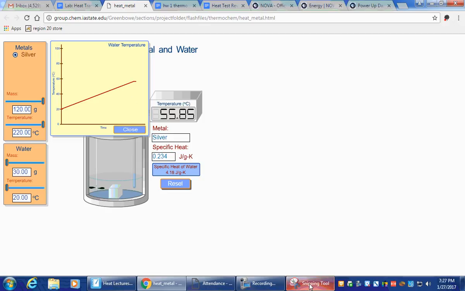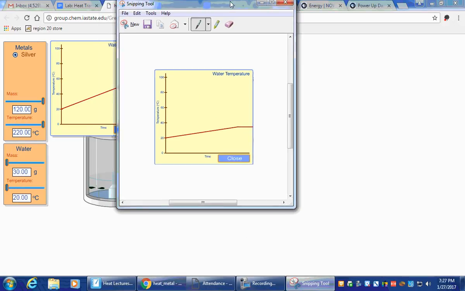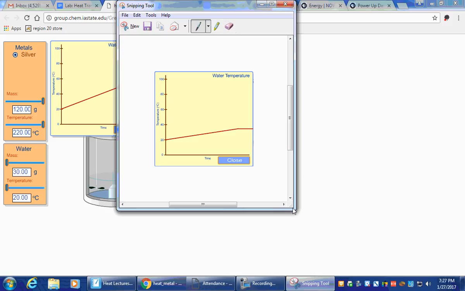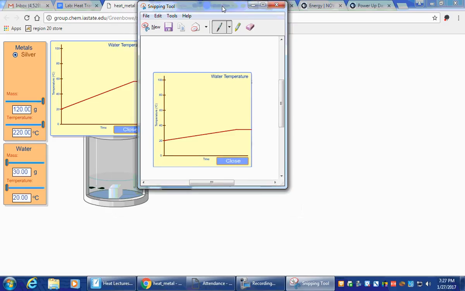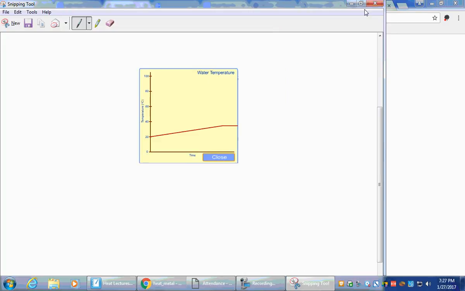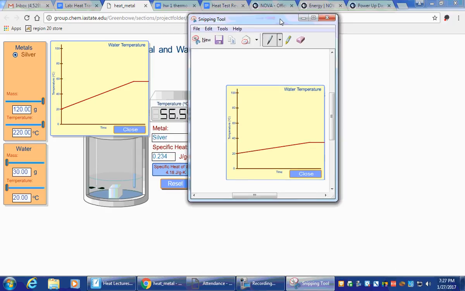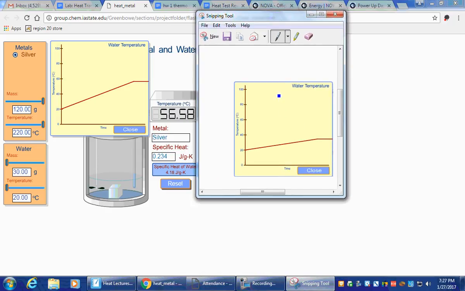So let's actually look at our snipping tool here. And let's compare. All right, so let's compare this guy. You can see, I'm having a hard time getting it side by side, but you can see the steepness is much, much greater here. And so it reached thermal equilibrium quite a bit faster, right? In the same period of time, it was able to cool down much more.